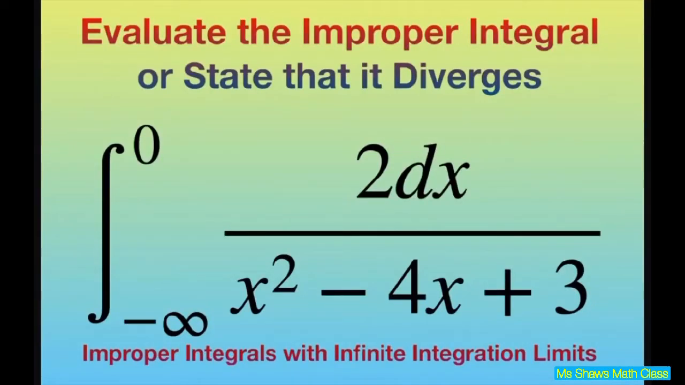Everyone, we're going to evaluate the improper integral. This is integrals with infinite integration limits. Given here, we have negative infinity for the lower limit, and 1 for the upper limit. We have 2 dx divided by x squared minus 4x plus 3. Before we get started, this has the form given for part 2. So this is the form we're going to be using to integrate this.